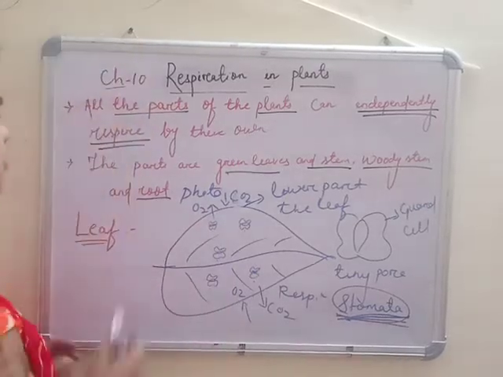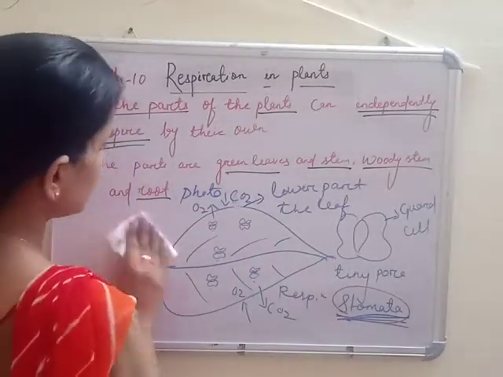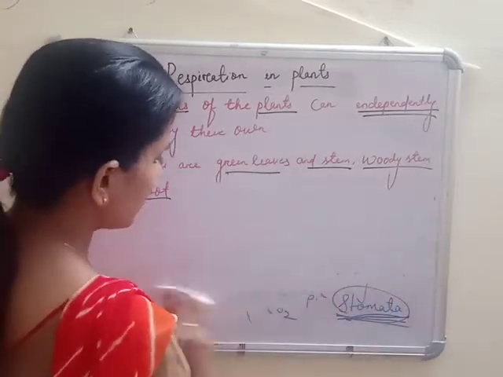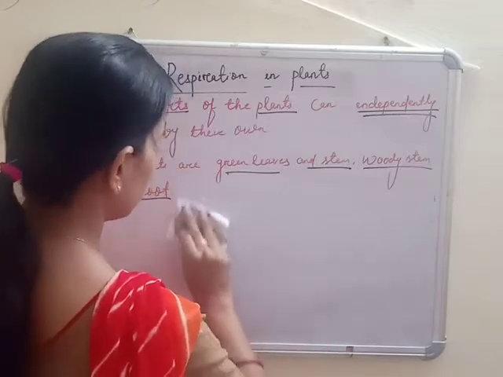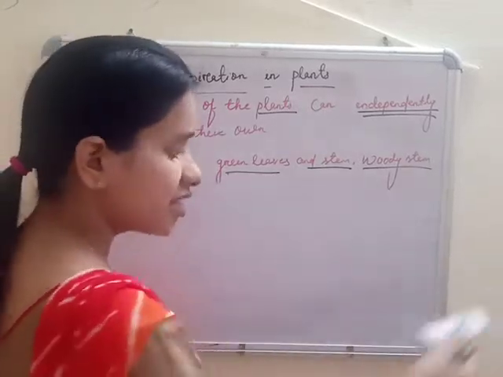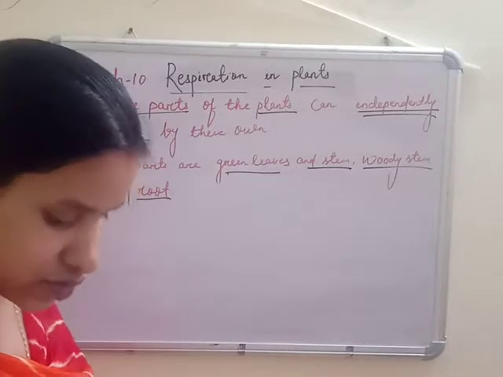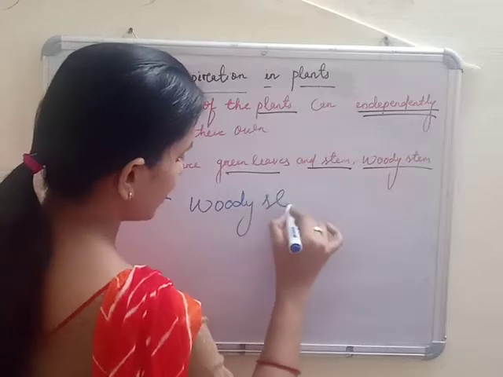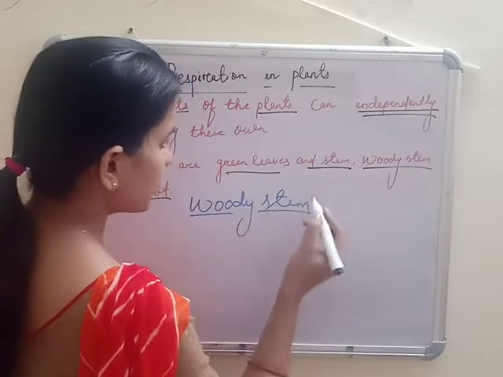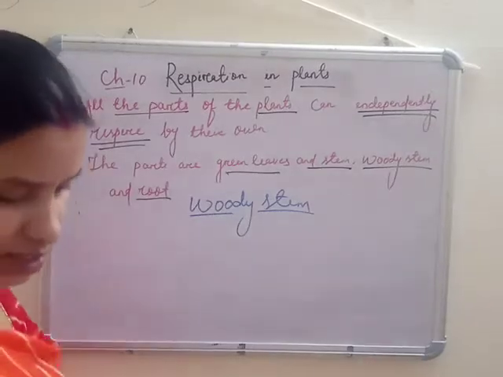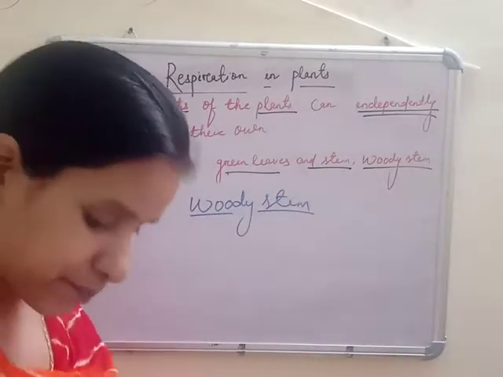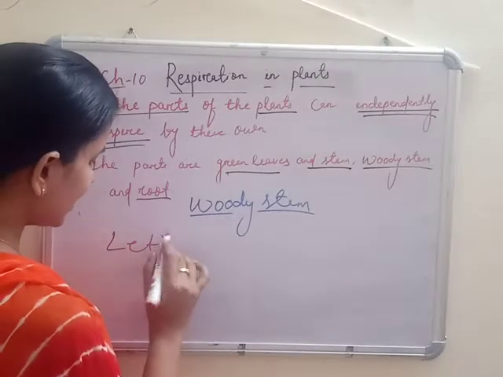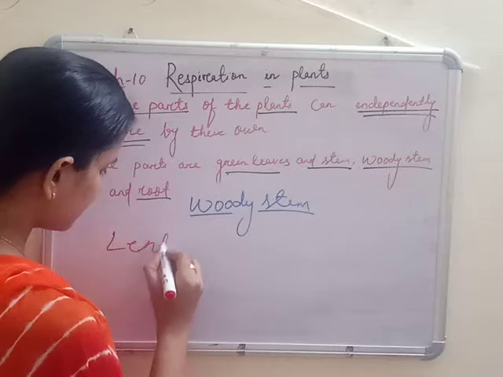Next, the stem part, the woody stem, which is brown in color, and some stems also discard their outer skin, which is called dead cells. So let's see how the woody stem respires. Because they are not green, they don't have stomata. So instead of that, what do they have? The woody stem contains lenticels.